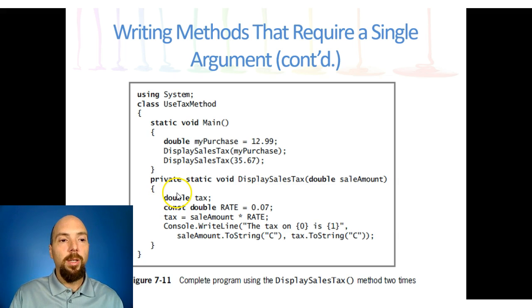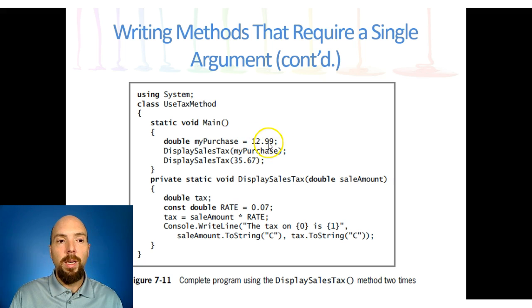All right, so here's how it actually looks in a program. We have a class called UseTaxMethod, and we have our main method. It's a static void. We have a variable called myPurchase, which is $12.99. So this is the purchase price. We're going to call display sales tax, and notice we say myPurchase. Now, what it's going to do is replace myPurchase with $12.99, and then it calls this method.